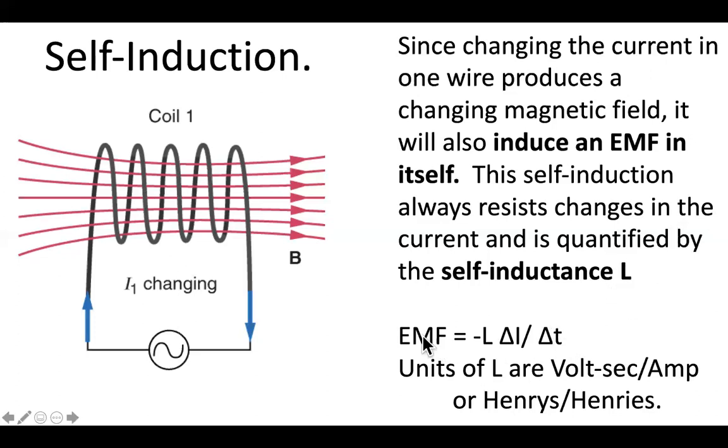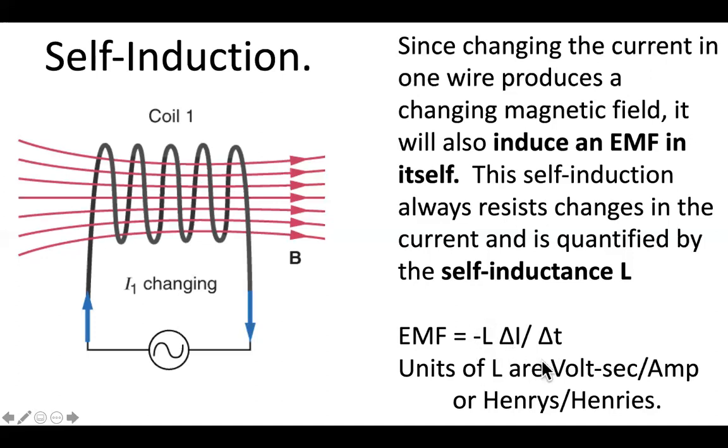So there's this relationship between the EMF, the electromotive force in a circuit, and changes in the current over time. So delta I is the change in current per delta t, the change over time. So if you have a bigger change over time, so a faster change, you'll get a bigger EMF. If you have a smaller change over time, a slower change, you'll have a weaker EMF. And what relates those two quantities to each other is this thing called the inductance L.